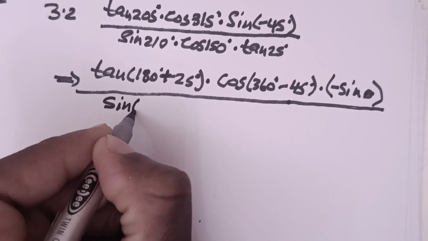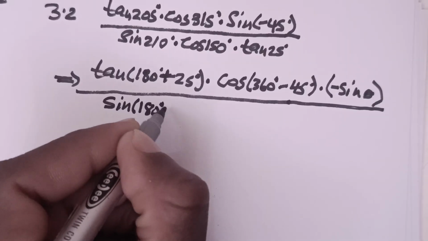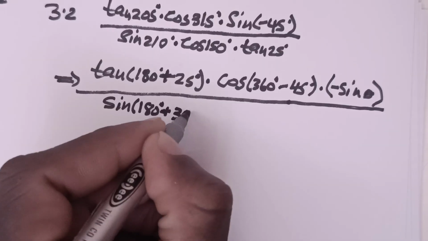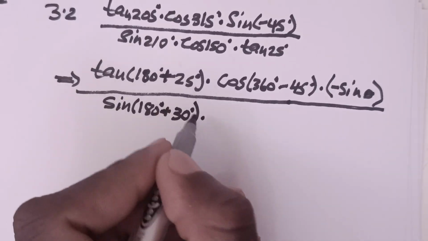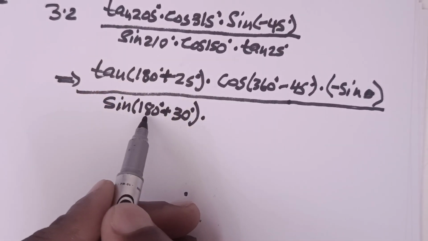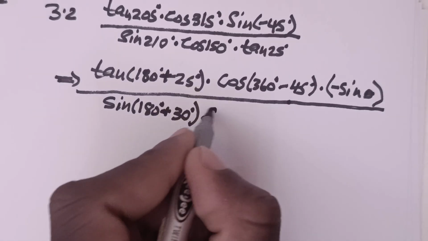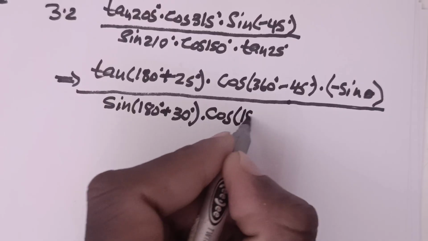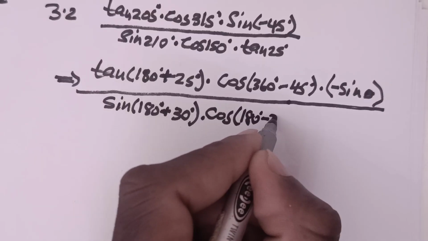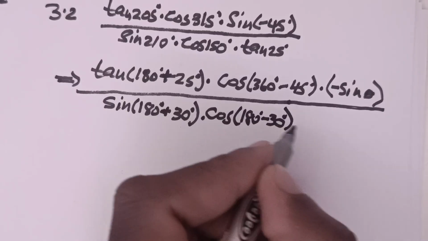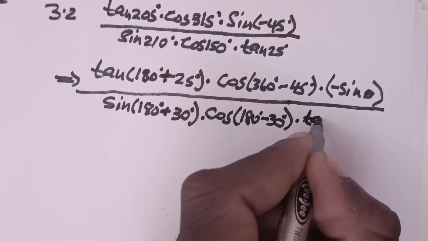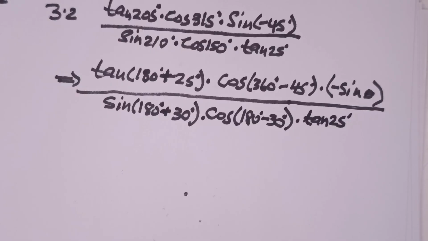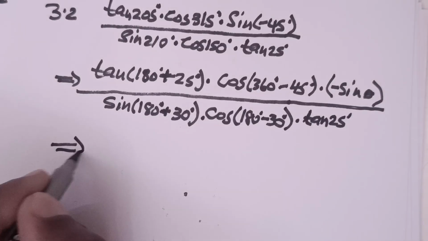Sine 180 plus 30 gives you 210. The sine of 210 is made by 180 plus 30. And the cos of 150 is made by 180 minus 30. And then the tangent of 25 is not a special angle. It shall be left that way.